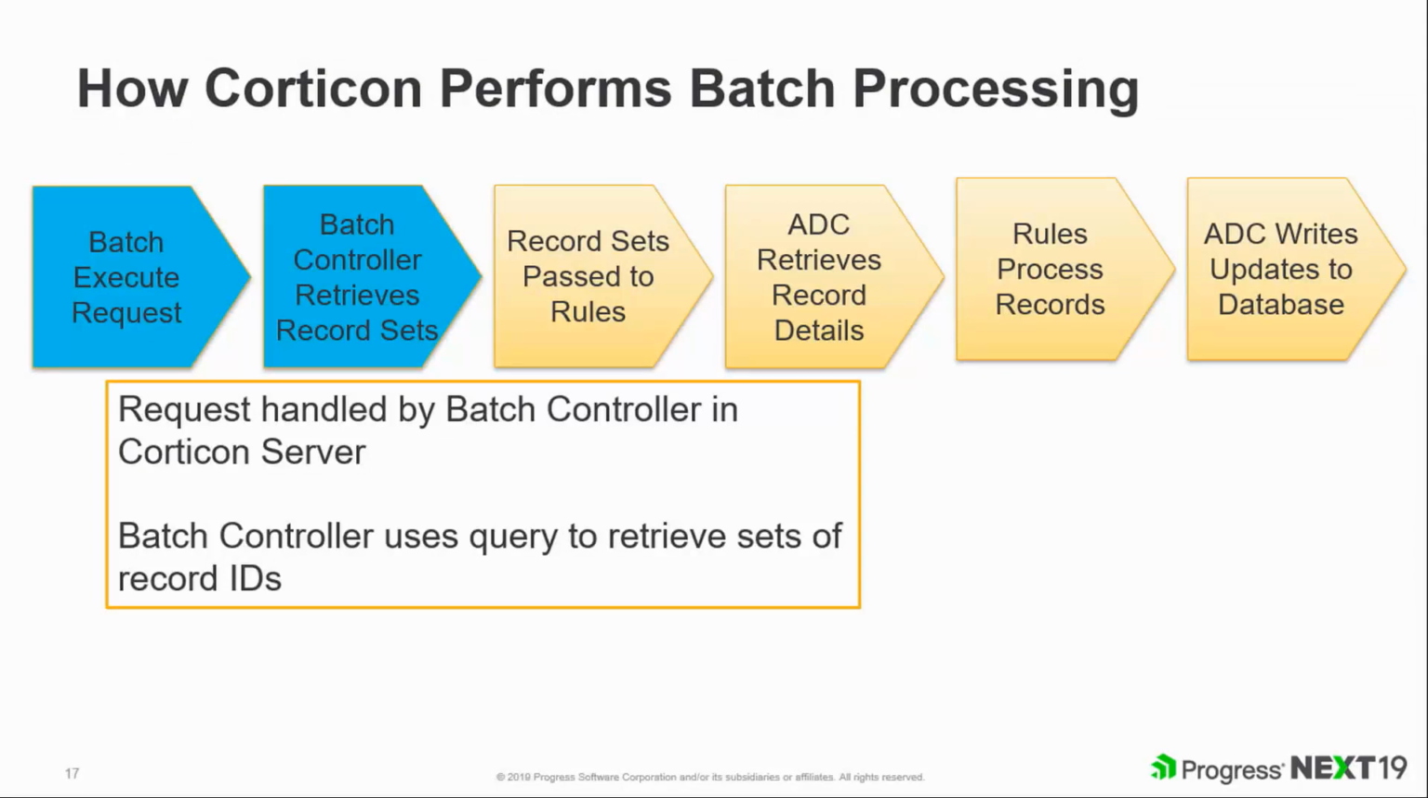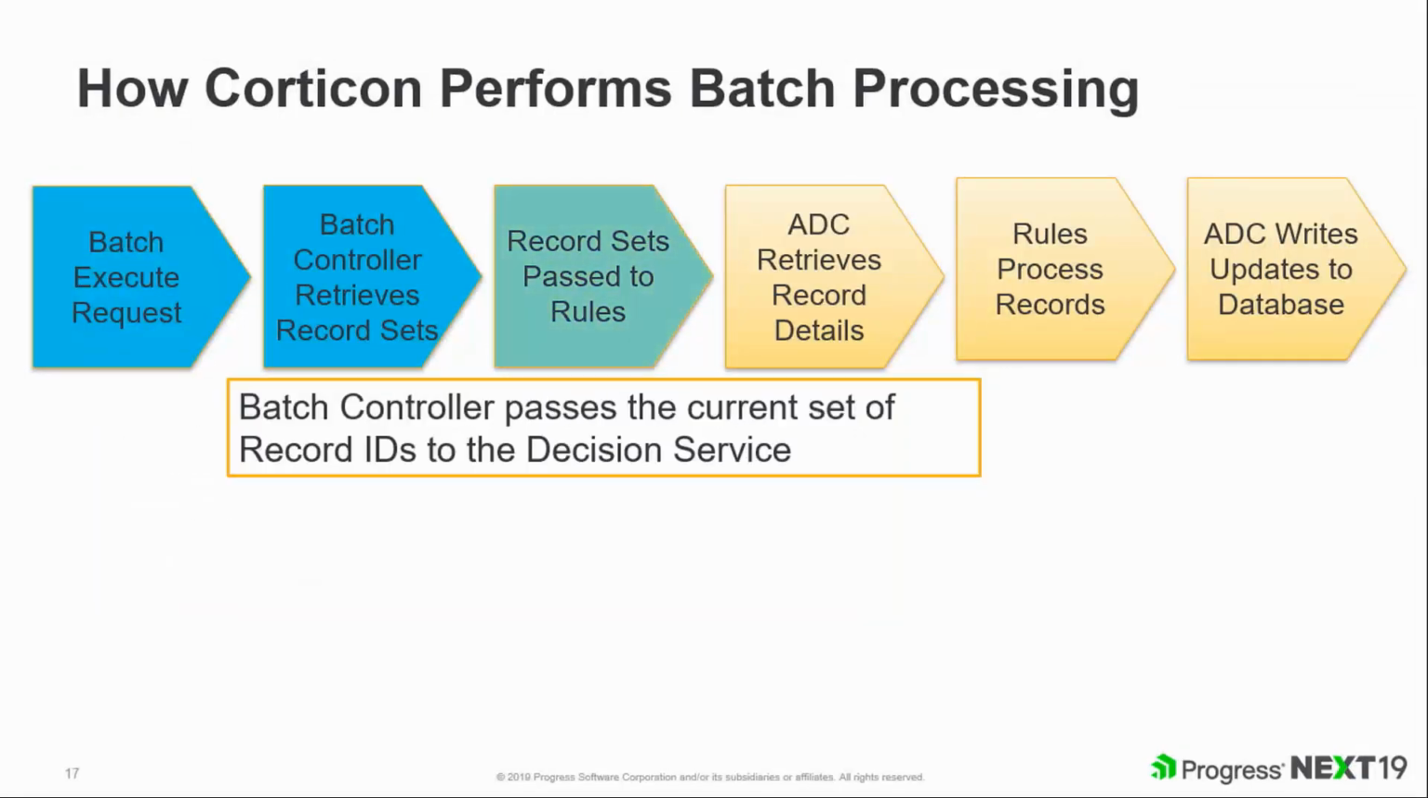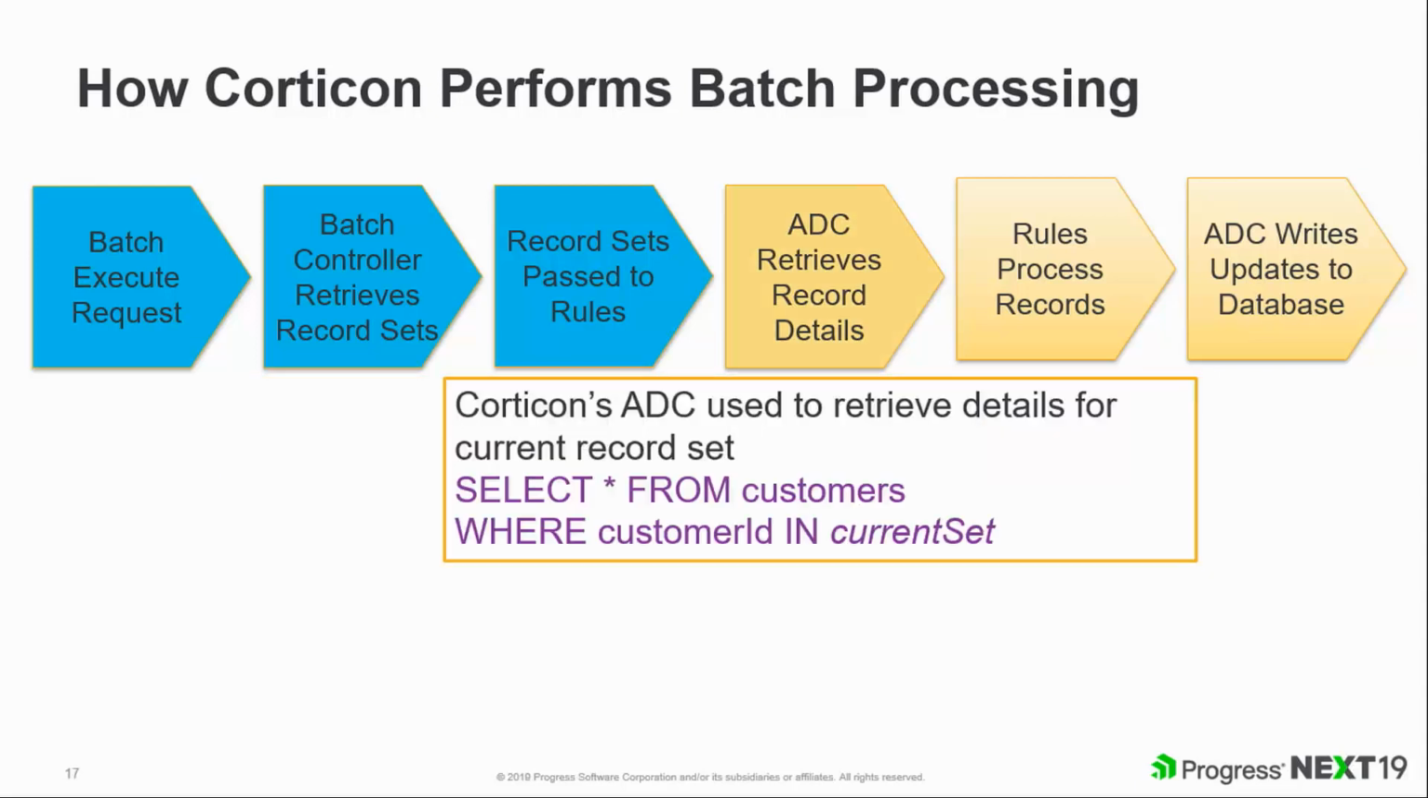So what it's doing, it's getting the request, retrieving chunks of data from the database. You can configure that. I want to retrieve 1,000 customers at a time, or whatever works best for your system. It then passes the sets off to the rules. Now, the rules are, at this point, as I said before, just doing their normal rule processing. They don't know that they're running in batch. They're just getting sets of, in this case, customer IDs.